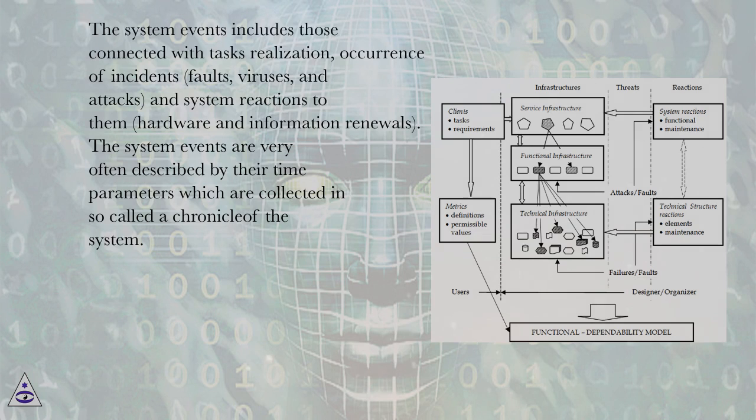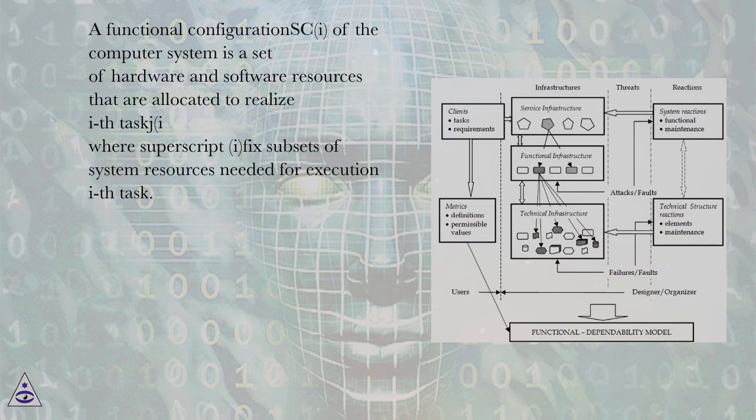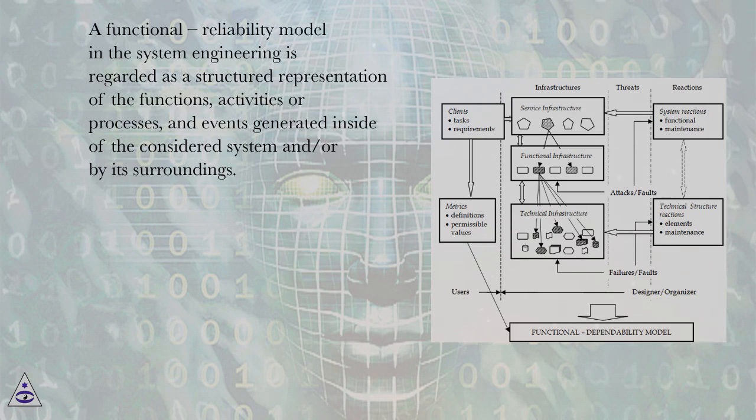The system events are very often described by their time parameters, which are collected in a so-called chronicle of the system. A functional configuration I of the computer system is a set of hardware and software resources that are allocated to realize the ith task I, where superscript I fixes subsets of system resources needed for execution of the ith task. A functional, reliability model in the system engineering is regarded as a structured representation of the functions, activities or processes, and events generated inside of the considered system and or by its surroundings.